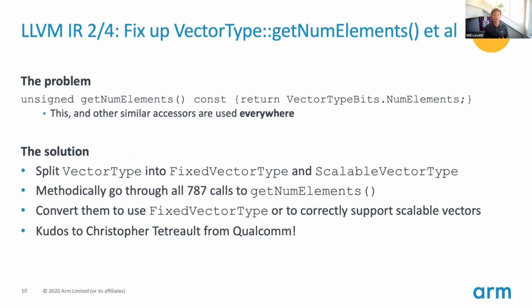And then you have to go and find, in LLVM 9, there were 787 references to getNumElements, some of them to do with vectors, some of them not. And you have to go through every one of those and work out what they're doing and fix it up and change the type if necessary and change the code so it works properly. So big shout out to Christopher from Qualcomm, who is heroically going through all of this at the moment. And yeah, this is a work in progress, but it's going well.